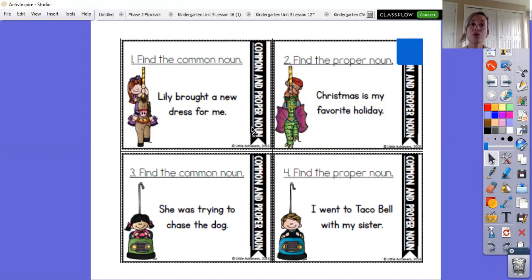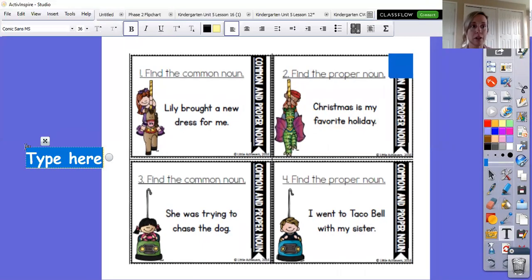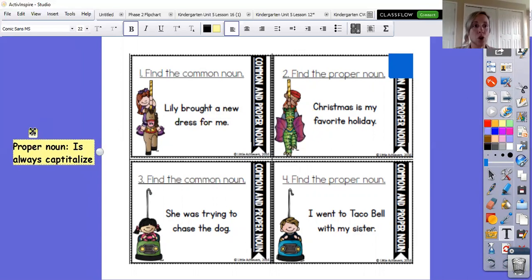The thing you want to remember with a proper noun, and I'll write this off to the side to remember, is that a proper noun is always capitalized, all right? Because it's special. Like Miss Verbanek, the V in Verbanek would be capital. So now that we got that, let's look at the first one together.